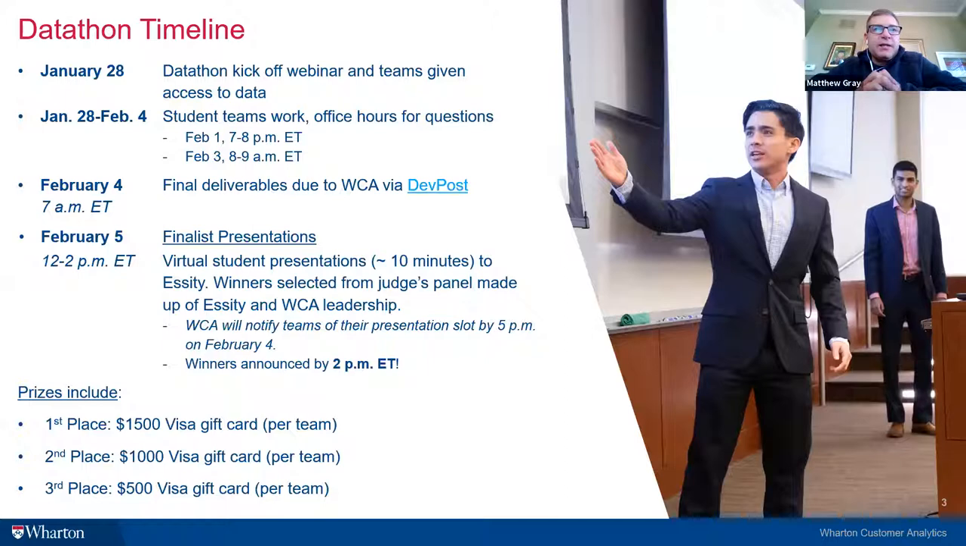The winners will be selected from the judges panel made up of both leadership from Essity as well as Wharton Customer Analytics. We will notify all teams by 5 o'clock on February 4th, and then winners will be announced at 2 p.m. And as I just mentioned, there will be gift cards given to the first, second, and third place teams.